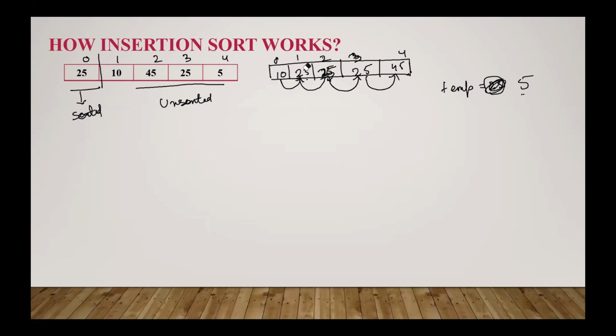Now this is 10. What is the index now? Right now the index is 0, so this is our ending point. If it is 0, we simply put this value here. So this is the 5. Now we have 5, 10, 25, 25, 45. So our elements are already sorted.